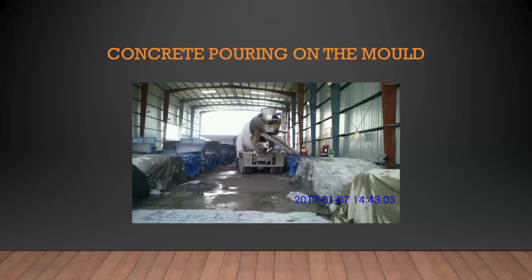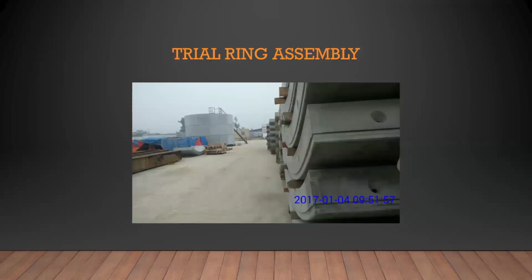After the concreting, a bubble sheet will be placed over the finished concreting to maintain the hydration. Then tarpaulin or PVC cover should be covered in each mold to maintain the temperature. Here, the ambient temperature will be maximum 55 plus or minus 5 degrees Celsius, used for the steam curing. This is the trial rings assembly test.